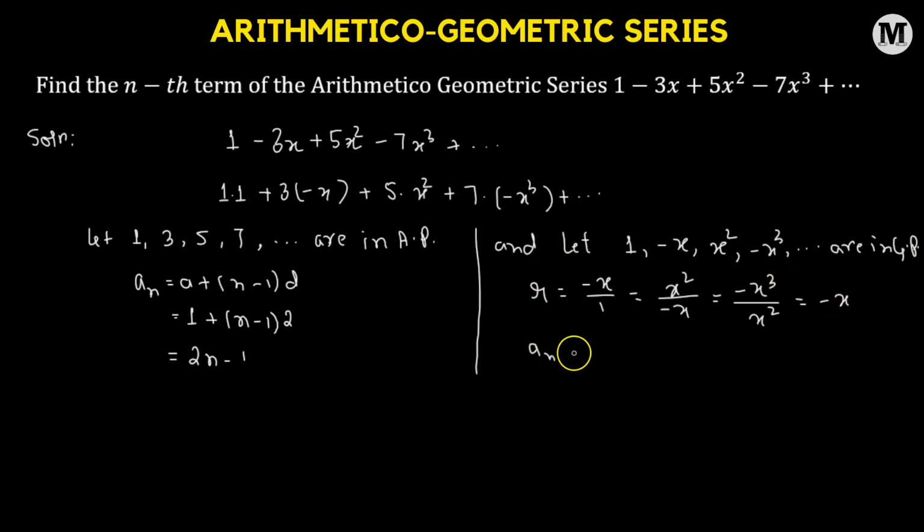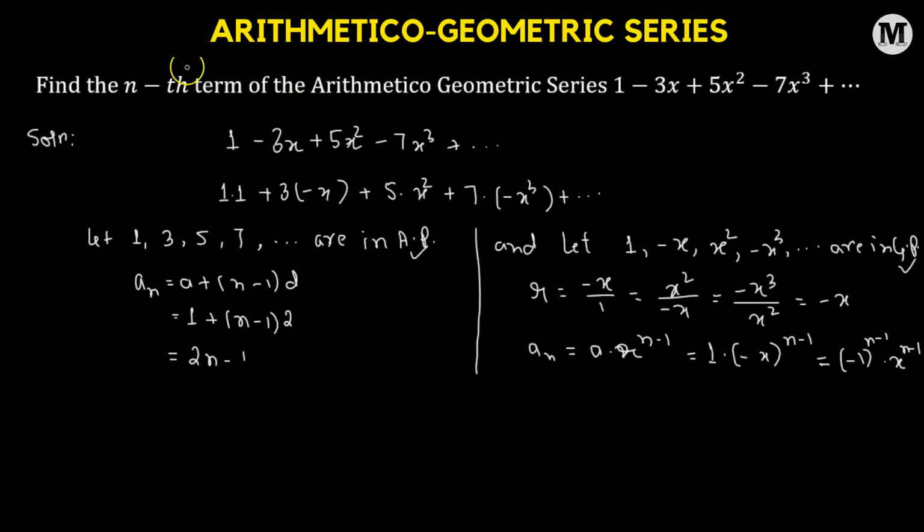Then we can define the nth term as a multiplied by r, the common ratio, raised to the power of n minus 1. Substituting the values, our first term is 1, and the common ratio is negative x. So we have negative x raised to the power of n minus 1. Or we can pull out the negative 1 from inside the parentheses. So we get negative 1 raised to the power of n minus 1 multiplied by x raised to the power of n minus 1.